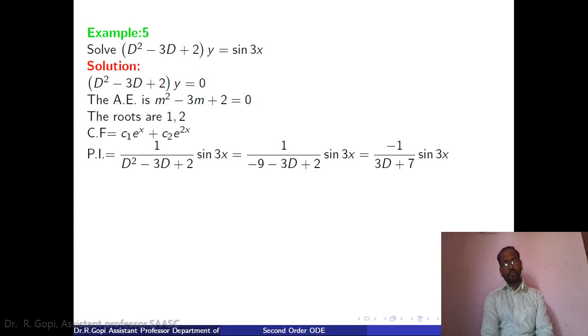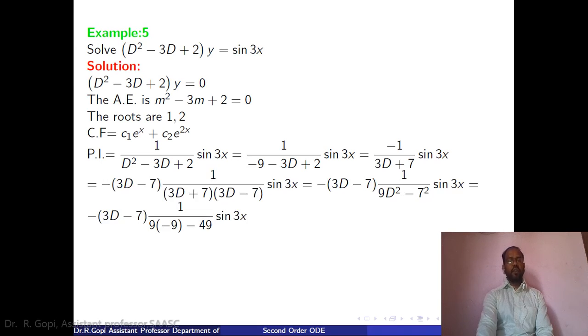So we have to find the conjugate, that is nothing but 3D minus 7. So we find the conjugate, then multiply and divide. Then minus of 3D minus 7, 1 divided by 3D plus 7 into 3D minus 7, that is nothing but a plus b into a minus b into sin 3x. Then a plus b into a minus b is nothing but a squared minus b squared. So 9D squared minus 7 squared into sin 3x.